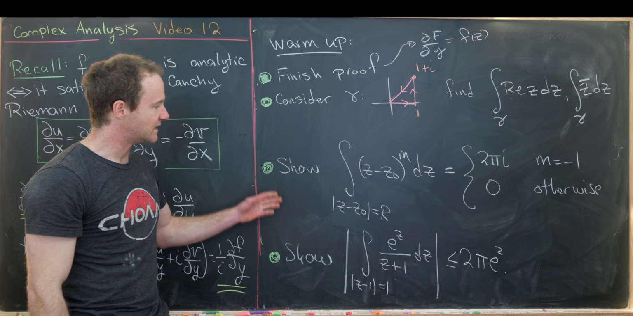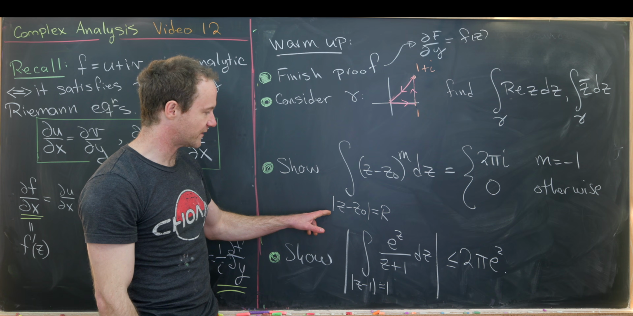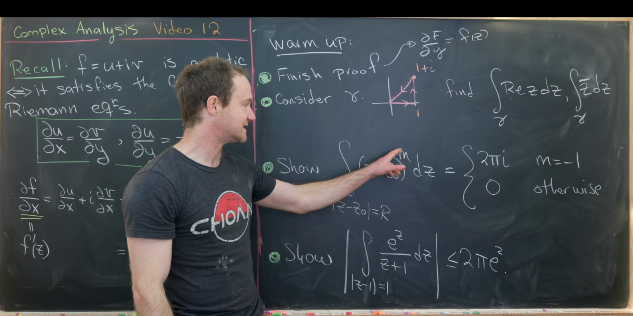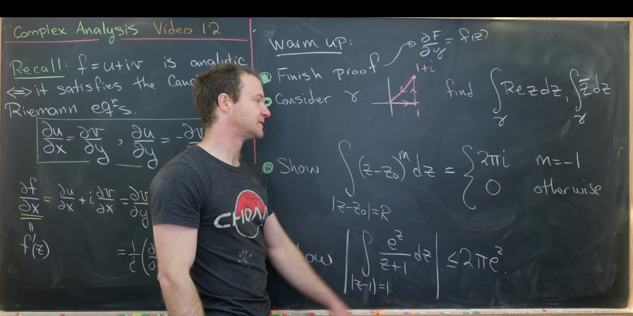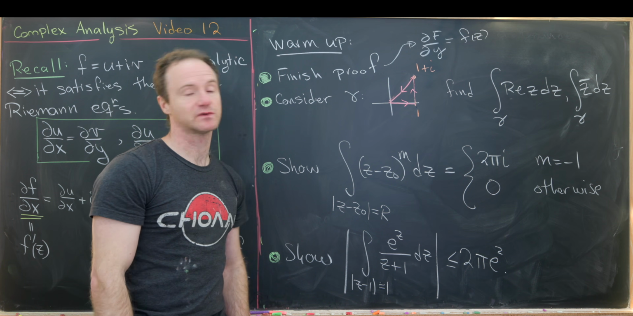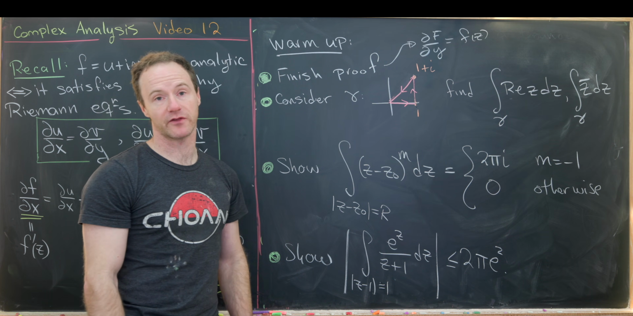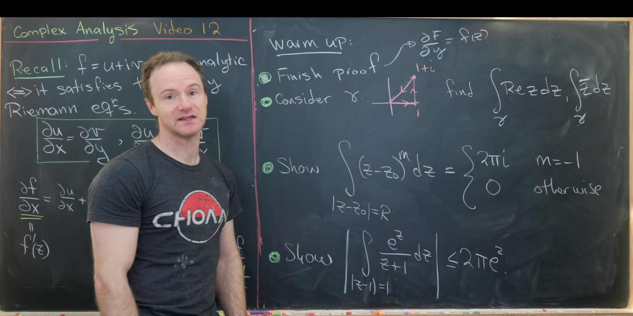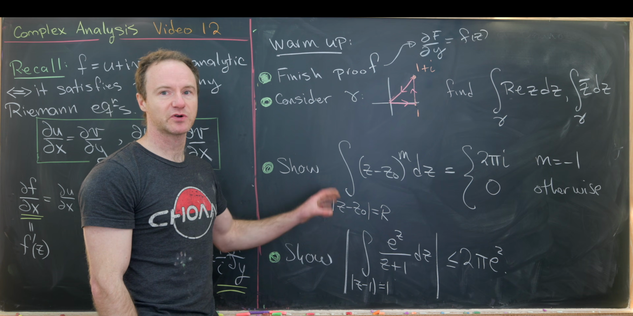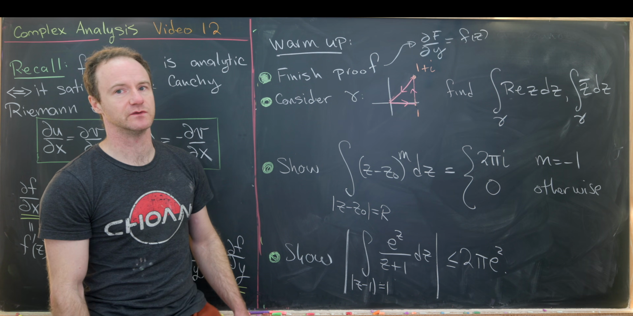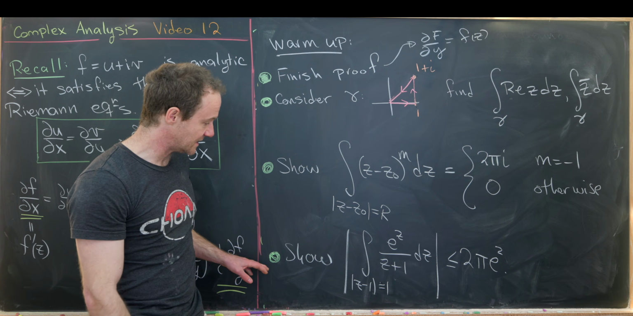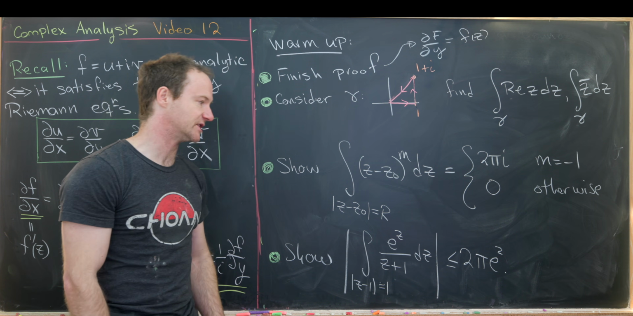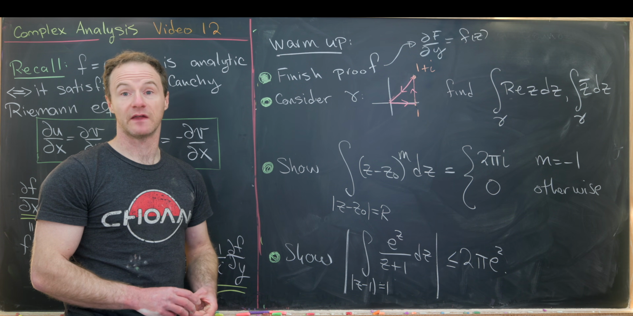Then next is to show that the integral over the circle |z minus z naught| equals r of (z minus z naught) to the m dz is equal to 2 pi i if m is equal to -1 and 0 otherwise. So you can do this by parametrizing z minus z naught equals r pretty easily. This is pretty similar to the one that we did where we just looked at the unit circle. Then finally, show that the modulus of this integral is less than 2 pi times e squared. And that's a good place to stop.